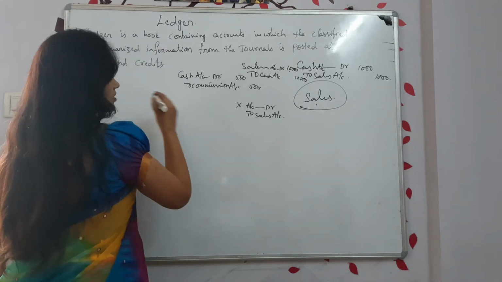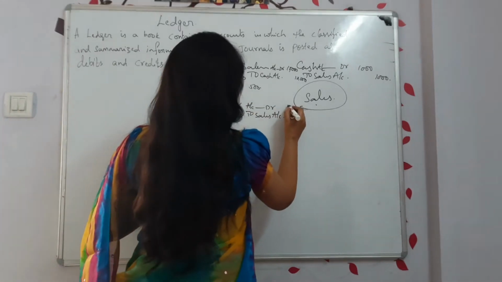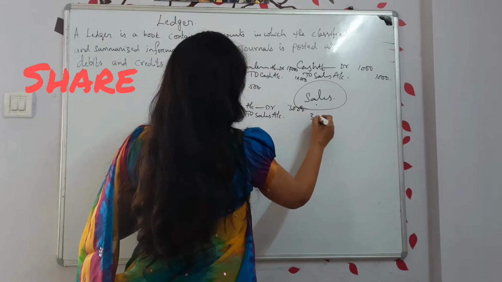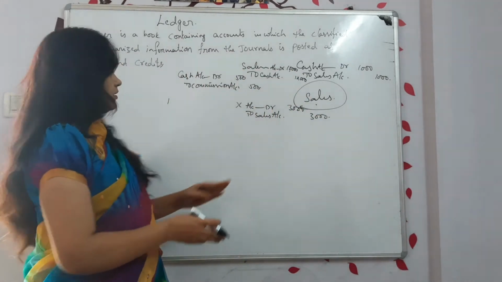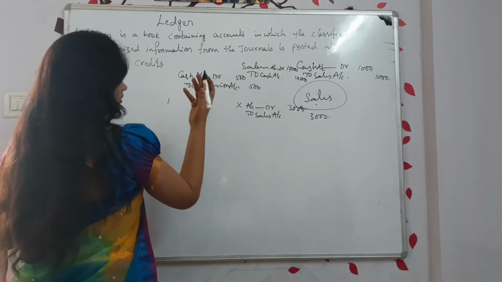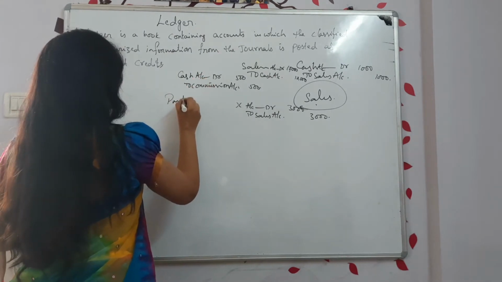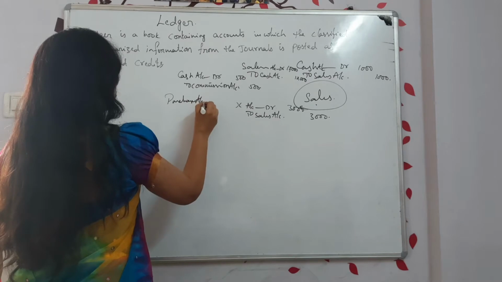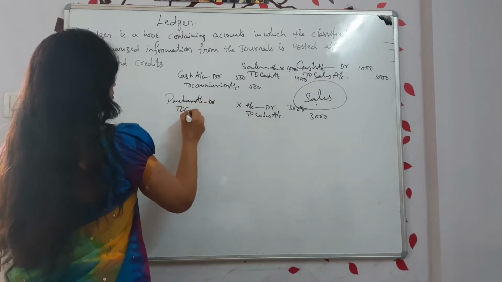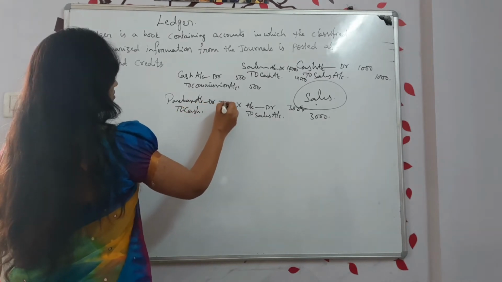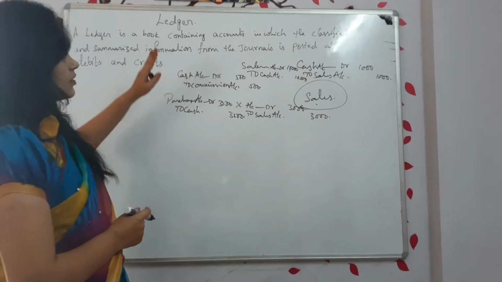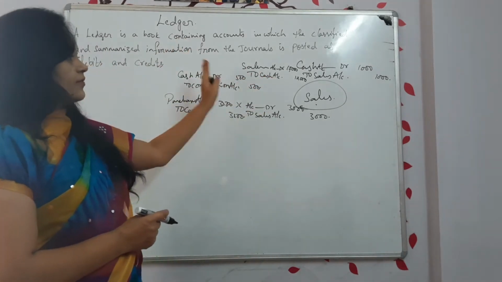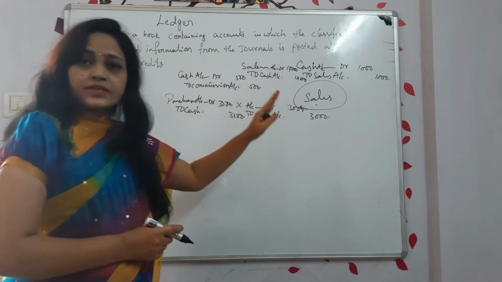Next, I have purchased some of the goods. So what is the amount? 3,000 I have taken. All these transactions happened on a single day. Again, I purchased something. Purchases account debit to cash account. This is 3,500. How many are there? In half a day I have completed all these transactions.